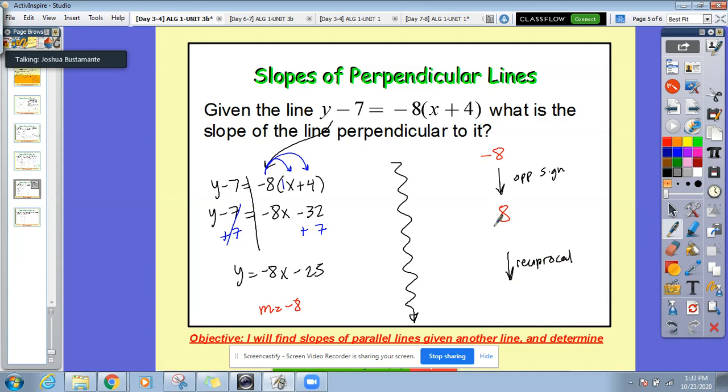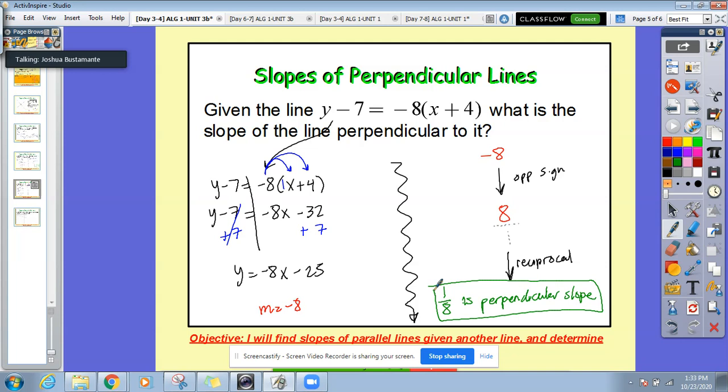So if you remember, this is really 8 over 1. So the reciprocal of that is going to be 1 over 8. So 1 over 8 is the opposite reciprocal slope, or we can say the perpendicular slope to our original line.